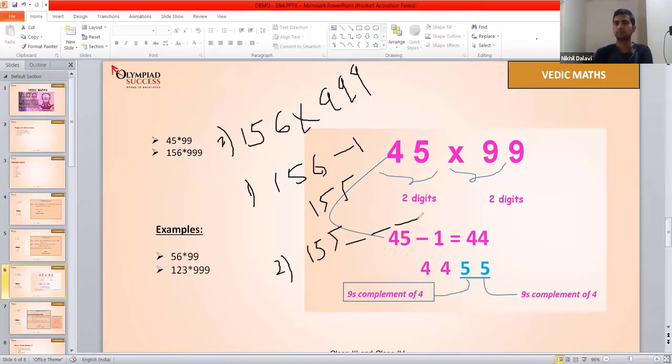Subtracting 9. Yes. So what will I do now? Subtract 9 from 155. Great. Subtract 9 from each number. How much is 9 minus 1? 8. 9 minus 1 is 8. So I will be writing 8 here.